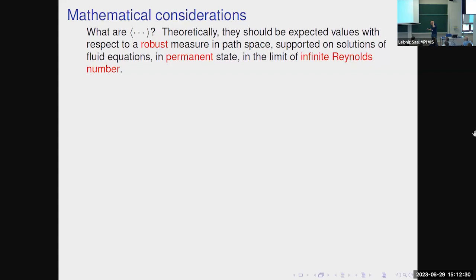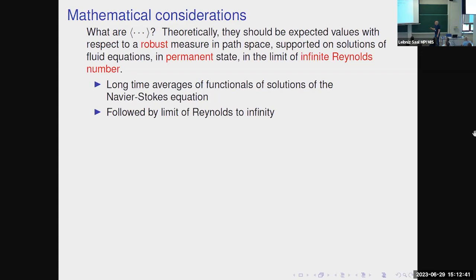So I have here some explanation of the words that are a little bit tongue-in-cheek. Before the explanation, I said you have to take long time average. These measures in functional space are long time averages of functionals of solutions of Navier-Stokes equations, and then they're followed by a limit of Reynolds number to infinity.